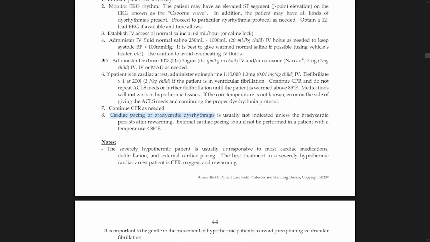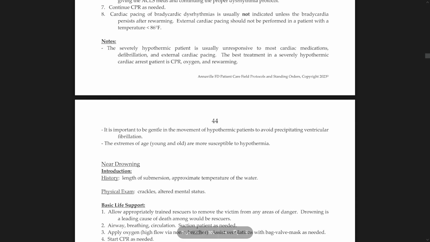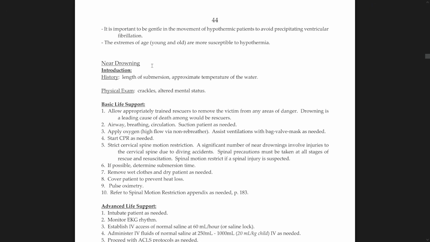And cardiac pacing of bradycardic dysrhythmias is usually not indicated unless the bradycardic patients persist after rewarming. External cardiac pacing should not be performed in a patient with a temperature less than 86 degrees Fahrenheit. Now note, the severely hypothermic patient is usually unresponsive to most cardiac medications, defibrillation, and external cardiac pacing. The best treatment in a severely hypothermic patient, or a cardiac arrest patient, is CPR, oxygenation, and rewarming. It is important to be gentle in the movement of hypothermic patients to avoid precipitating ventricular fibrillation. The extremes of age, young and old, are more susceptible to hypothermia.